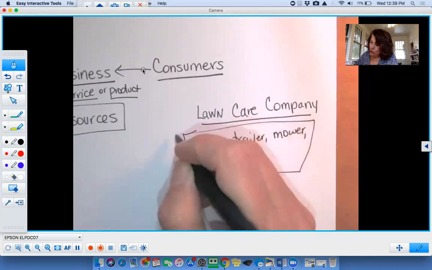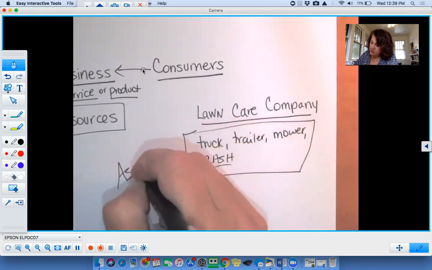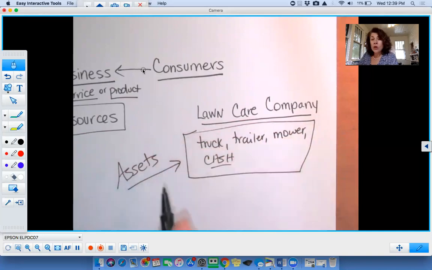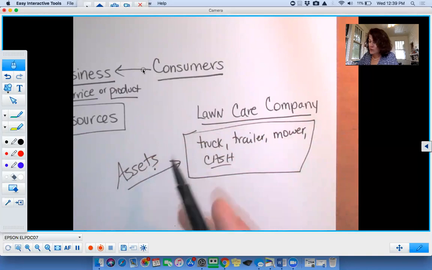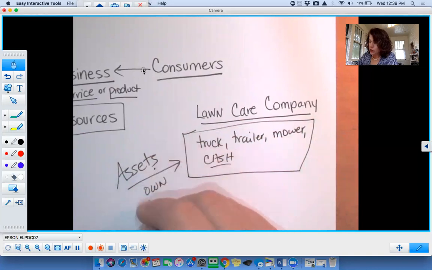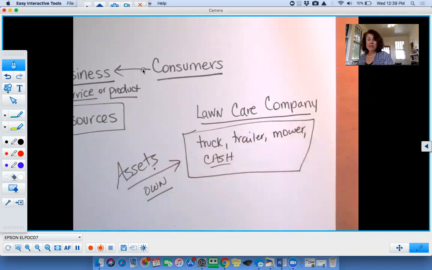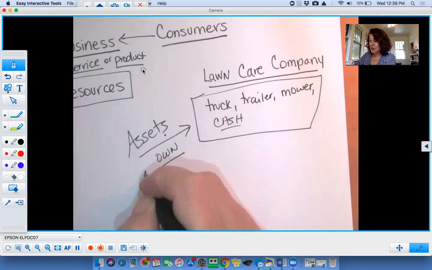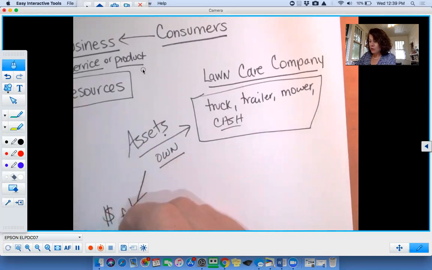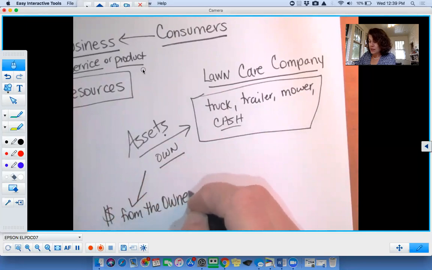These are all called assets. Assets are resources that your company owns that are going to help you make money. Okay, so assets are things that you own. Well, when you want to start a business, where do you get those assets? Two different ways you're going to get assets. One is money from the owner. You're going to save money and you're going to invest that in your business. Money from the owner is called equity.